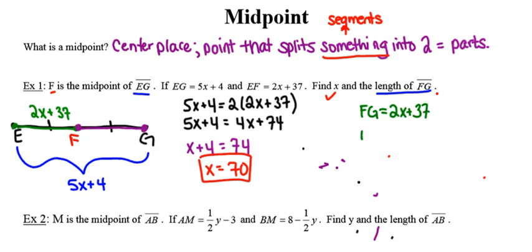So I'm simply going to substitute in that value of x of 70 that I got, and then go ahead and simplify that expression. And when I do that, I find out that the distance between points F and G, or in other words, the length of line segment FG, is equal to 177.